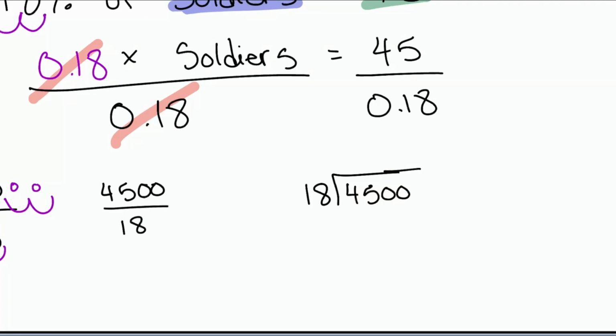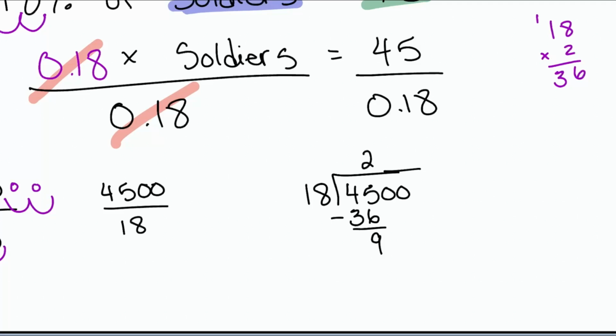So 18 going into 45, how many times does that happen, my party people? That's going to end up being twice. That's right. 18 times 2. 8 times 2 is 16. 1 times 2 is 2. Carry the 1 is 3. So yes, that is going to be twice. We subtract the 36. Everybody, how far is 36 away from 45? Yeah, they're pretty close. That is going to be 9.